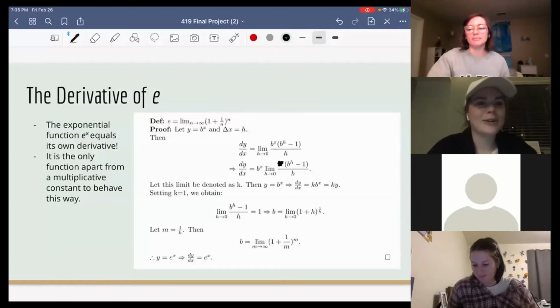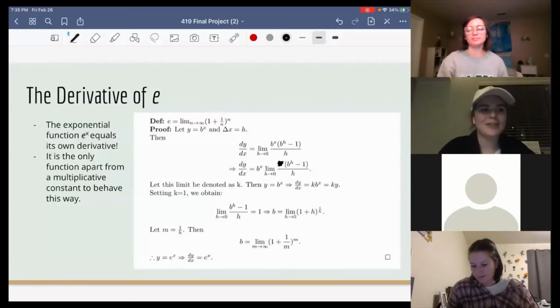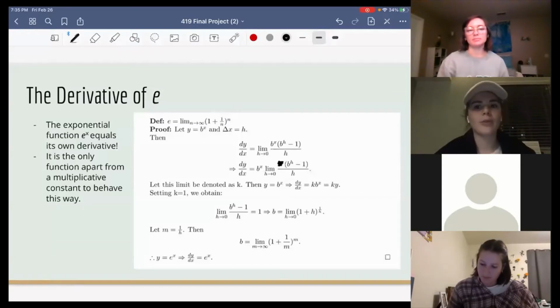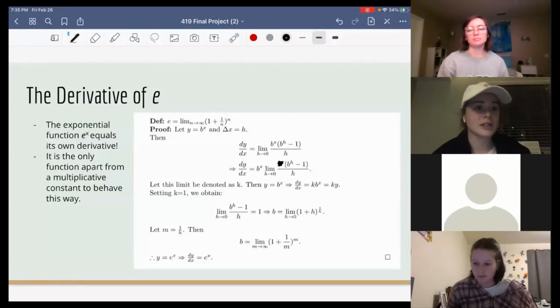Okay, so now we are going to look at the derivative of e, or more specifically, the derivative of the function e to the power of x. And this function actually equals its own derivative, and this is a very interesting fact because it's the only function apart from a multiplicative constant for which this is true.